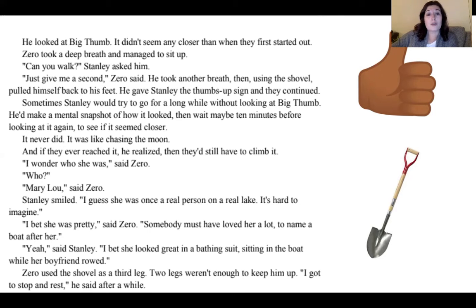"I wonder who she was," said Zero. "Who?" "Mary Lou," said Zero. Stanley smiled. "I guess she was once a real person on a real lake. It's hard to imagine." "I bet she was pretty," said Zero. "Somebody must have loved her a lot to name a boat after her." "Yeah," said Stanley. "I bet she looked great in a bathing suit, sitting in the boat while her boyfriend rowed." Zero used the shovel as a third leg. Two legs weren't enough to keep him up. "I got to stop and rest," he said after a while.